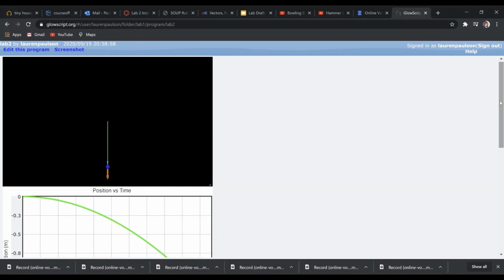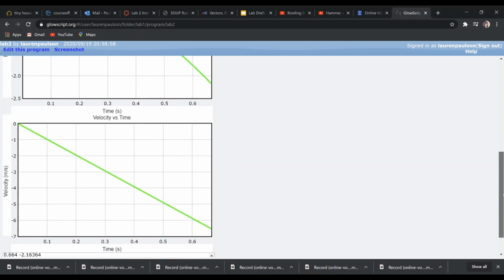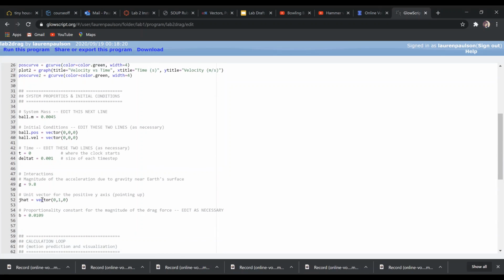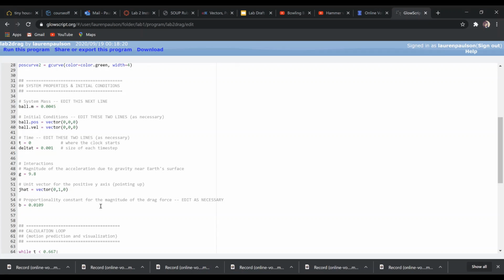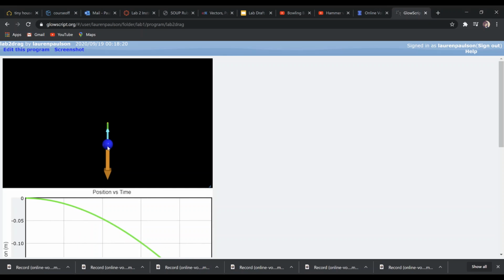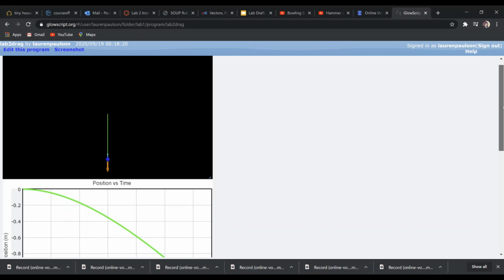As you can see, the velocity has a constant slope, which means this assumes there's a constant acceleration of 9.8. I then made a second model which took into account the drag force. This one had a proportionality constant for the magnitude of the drag force, which I labeled B, and then I would calculate the net force based on what this drag constant was. So this one took into account the drag force. You can see that the ball in this model dropped much slower, as well as the velocity graph did not have a constant slope.